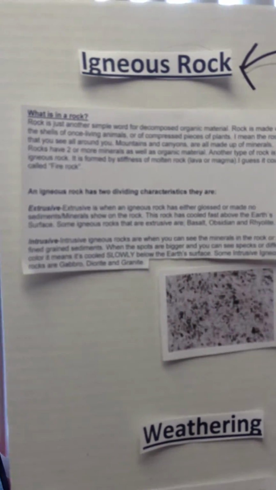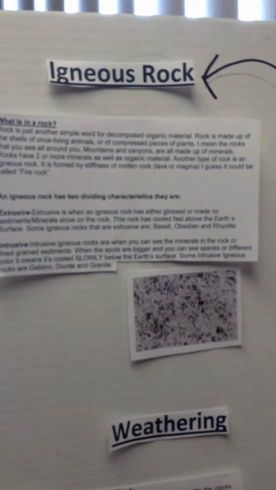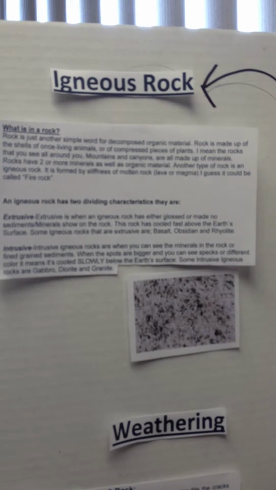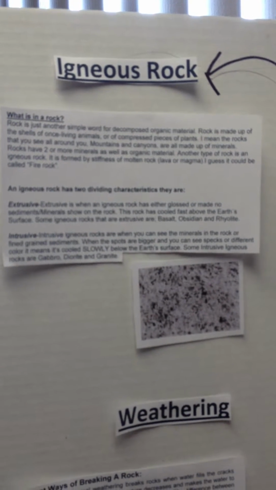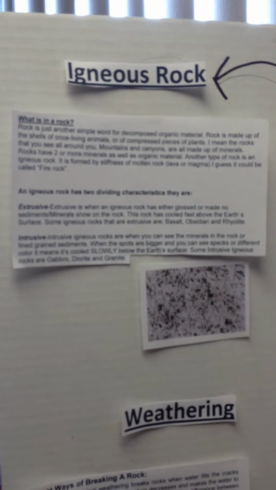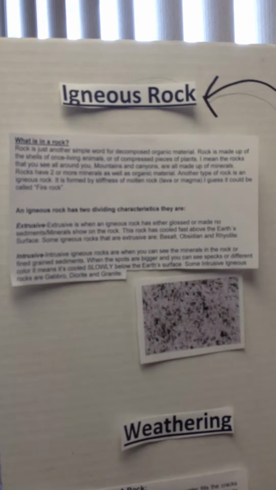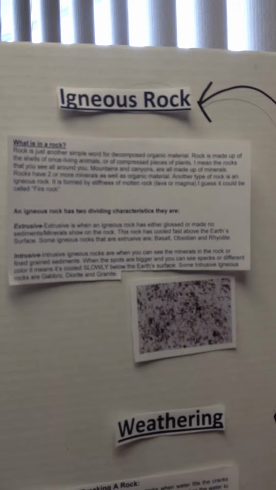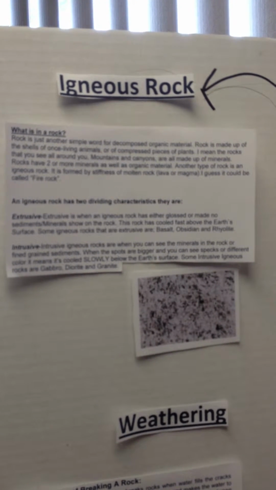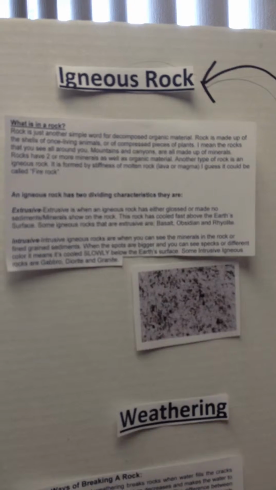The intrusive rock is when it cools slowly below the Earth's surface. And some intrusive rocks are gabbro, diorite, and granite. And an extrusive is when they cool fast and above the Earth's surface. Some igneous rocks that are extrusive are basalt, obsidian, and rhyolite.